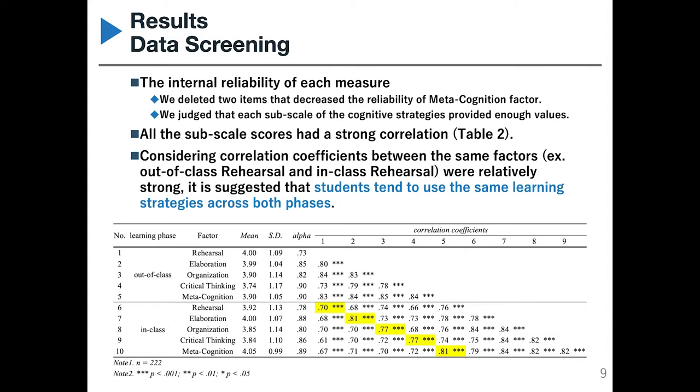Descriptive statistics and correlation coefficients for each measure score are summarized in the table below. From this, we found that all the subscale scores had a strong correlation, shown in the yellow cells. Considering correlation coefficients between the same factors were relatively strong, it is suggested that students tend to use the same learning strategies across both phases.